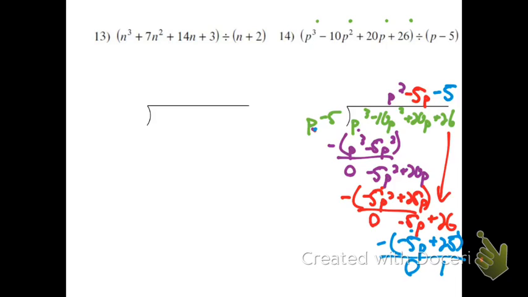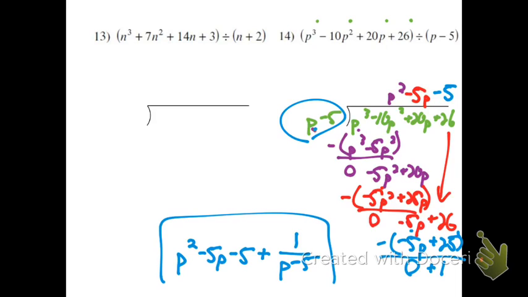So small remainder here. We'll have p squared minus 5p minus 5 plus, since that's a positive 1 here, 1 over p minus 5. So that should be our quotient, our solution to number 14.